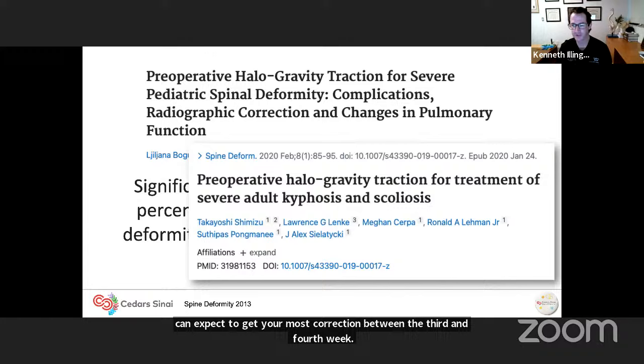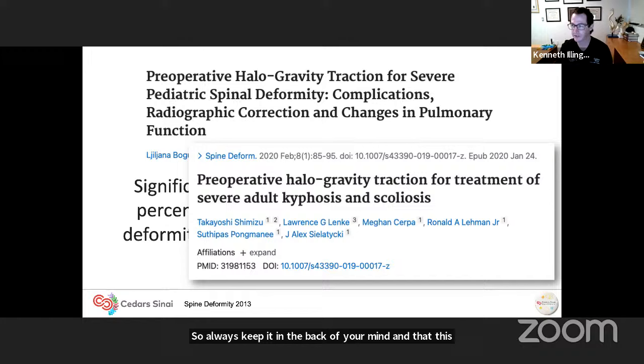Certainly there have been papers that also state that this is a valuable technique in the adult population. So always keep it in the back of your mind that this could be an option for your adult patients, depending on the severity of the deformity and the ability for the patients to potentially tolerate such a procedure and such an inpatient stay.